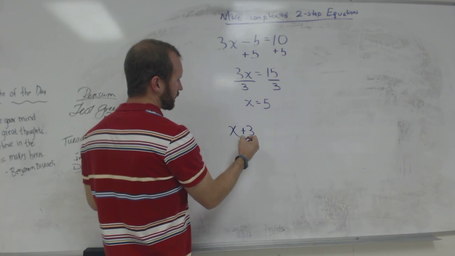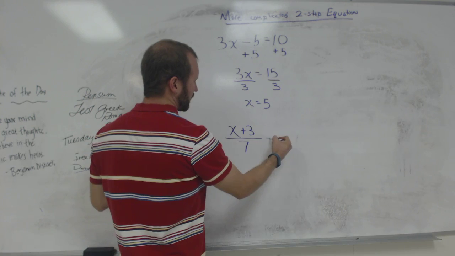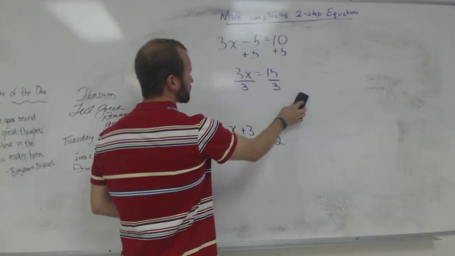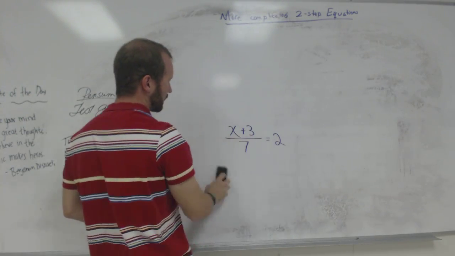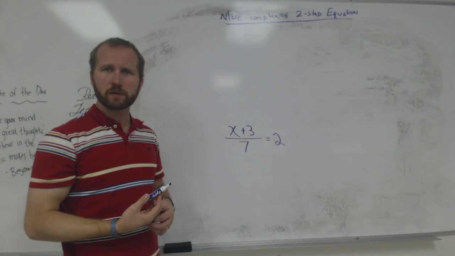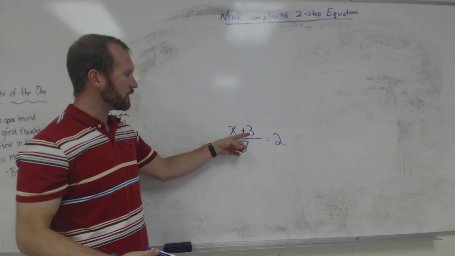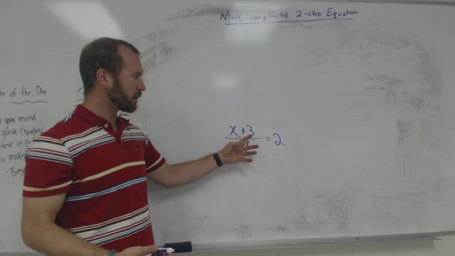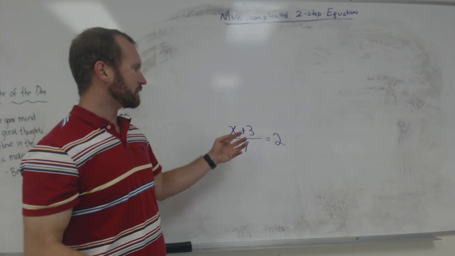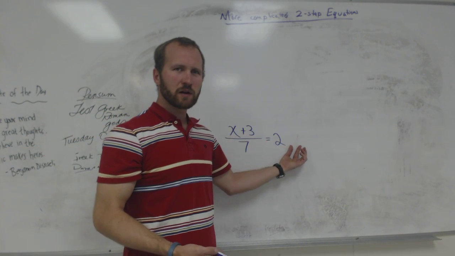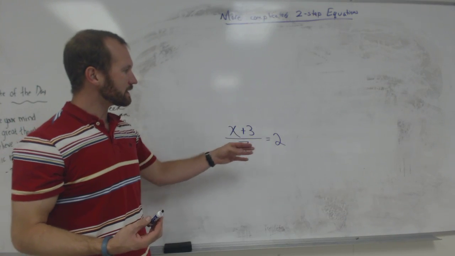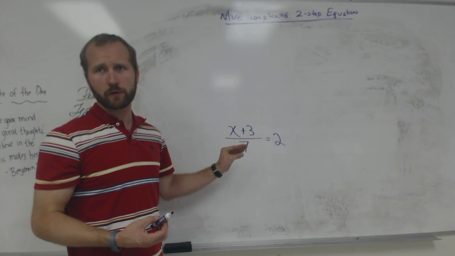x plus 3 all over 7 equals 2. Now if you tried to follow the algorithm that we did before, you would try to subtract 3 first, but it's not really 3, it's like 3 over 7, and then you would have minus 3 over 7 over here. You could do it, but it's not the ideal way to solve this.